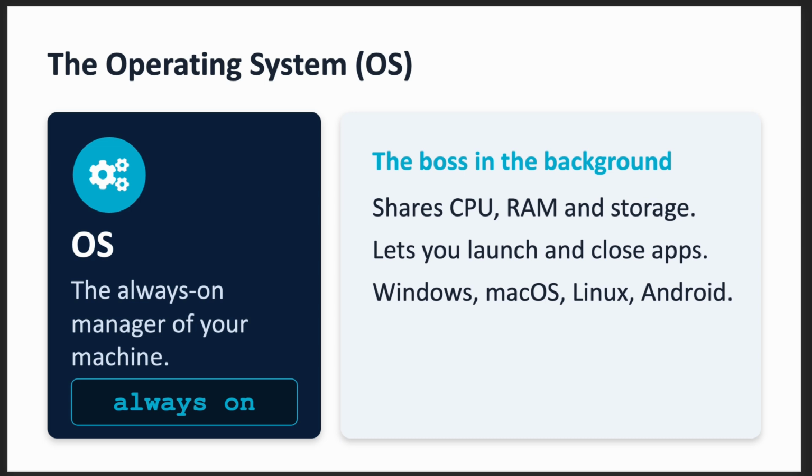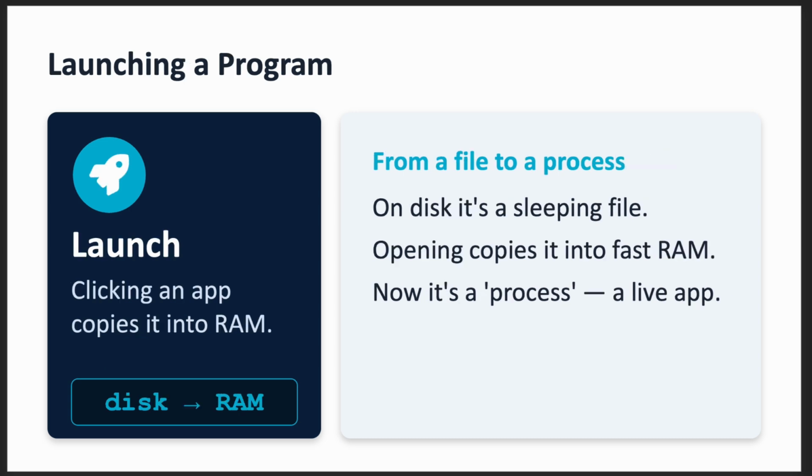So with the OS managing all that traffic, how do we actually start an activity? Moving sequentially through the deck, we hit the third slide. The rocket icon. Right, representing the launching phase. Yeah. The text notes that on your local disk, an app is essentially inert data, a sleeping file. Yeah, and it has to be copied into FastRAM to transform from a static file into a live process.